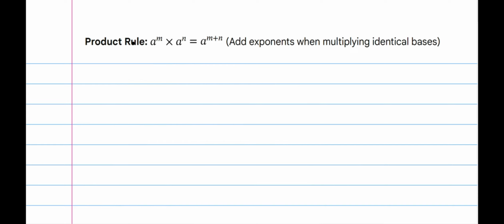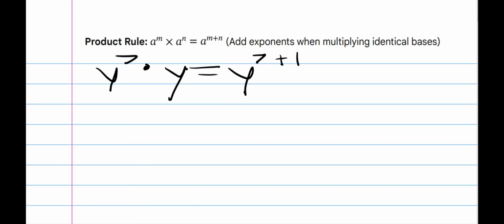Next would be another example, y to the power 7 times y. If you expand this, that would be y to the power of 7 plus 1. You just add these two, and that would be y to the power of 8.